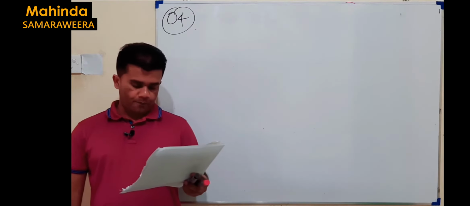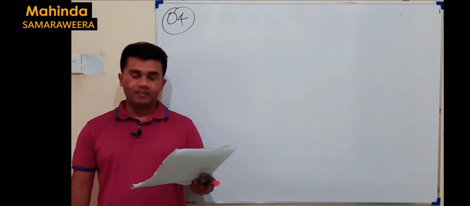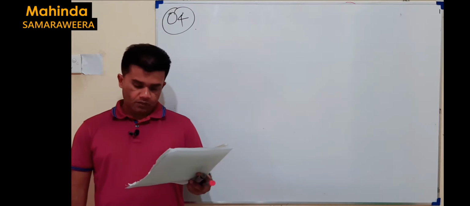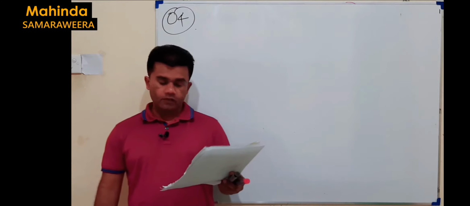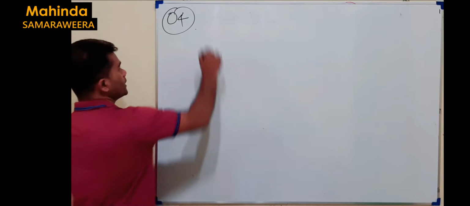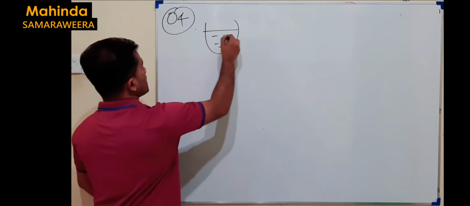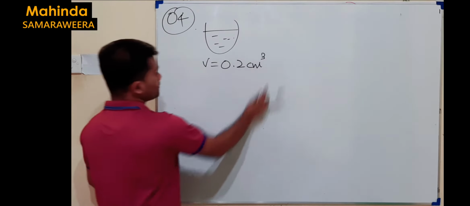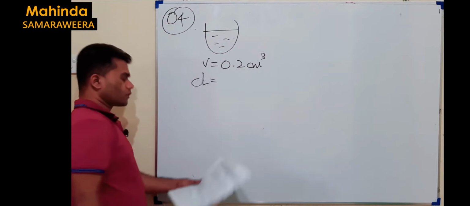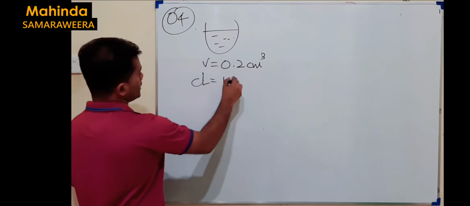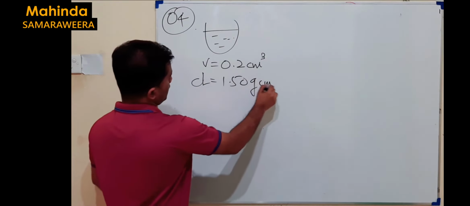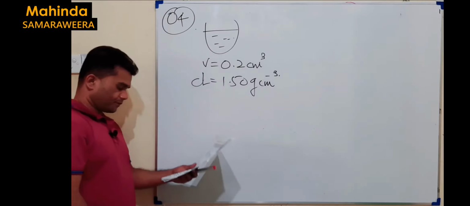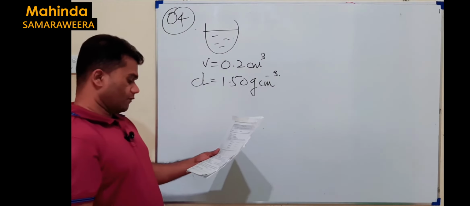Question number 4. An experiment is done to determine the relative molecular mass. 0.2 cubic centimeter of a liquid. You have a liquid sample here. The volume of this one is given, 0.2 cubic centimeter. And the density of this liquid is also given. It's 1.50 grams per cubic centimeter. That's the density.